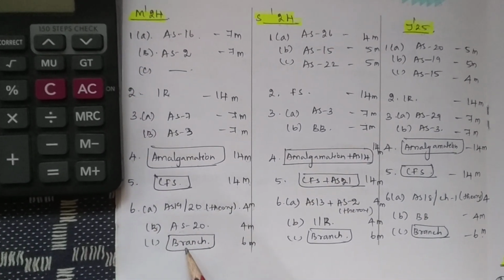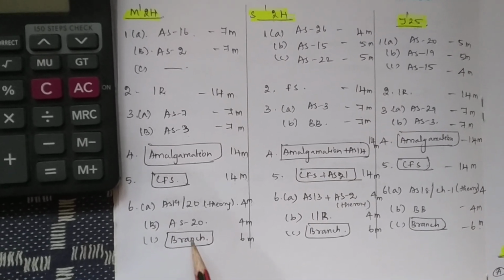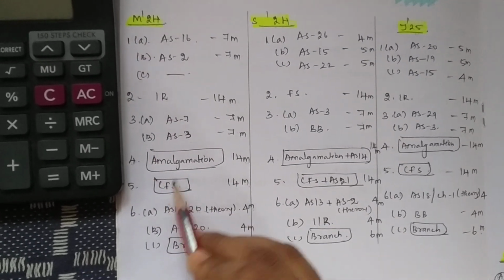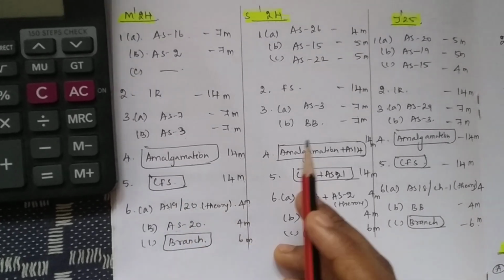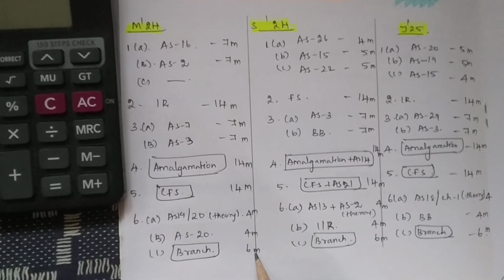And 6C is a sequence that they are maintaining. That is the box which I marked over here. It is a sequence that they are maintaining for every examination. So in 6C, we got branch accounts for 6 marks over here.